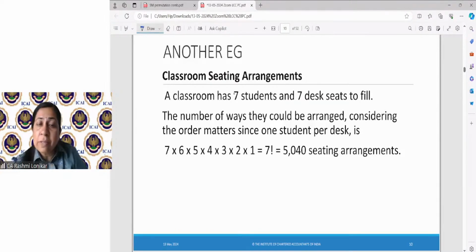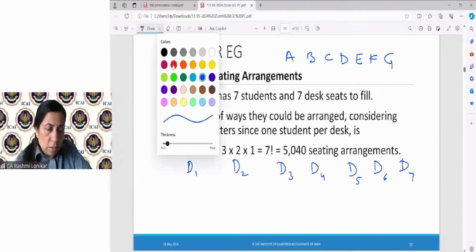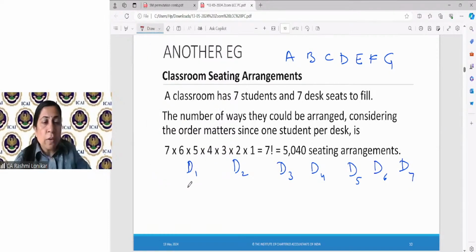A classroom has 7 students and 7 desks to fill. So similarly, this is D1, this is D2, this is D3, D4, D5, D6, and D7. And you have A, B, C, D, E, F, G. 7 desks, 7 students. Now for desk 1, how many people are available? All 7 are available.